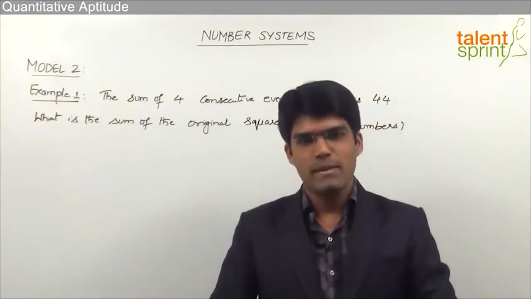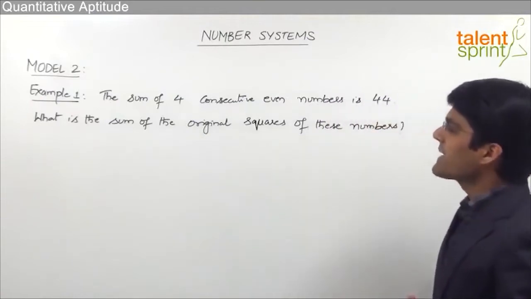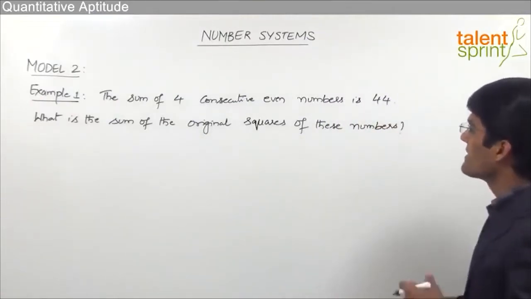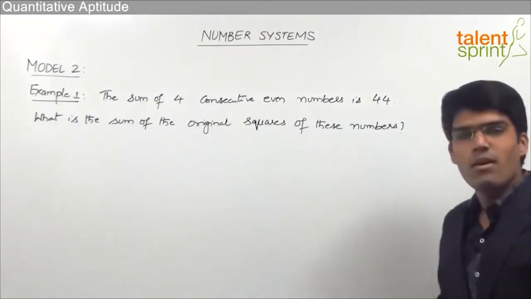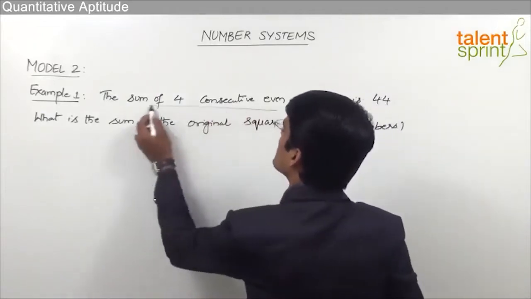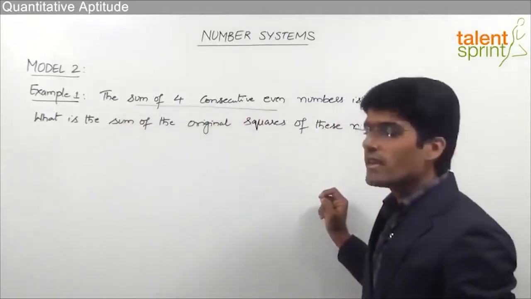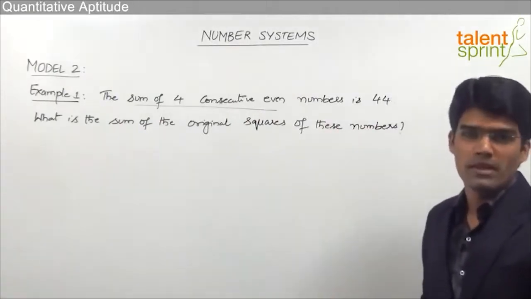Let us take the first example here based on the concept of consecutive numbers. The question is, the sum of 4 consecutive even numbers is 44. What is the sum of the squares of these numbers? So as given here, the sum of 4 consecutive even numbers is equal to 44. And we need to find out the sum of the squares of those 4 even numbers.